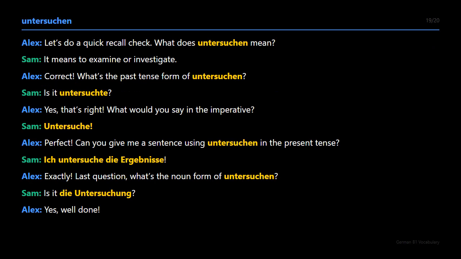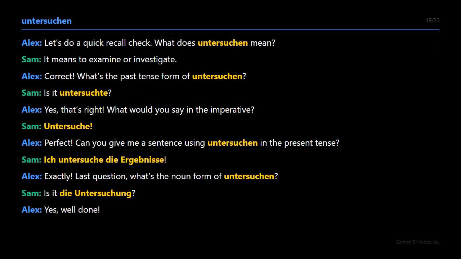Let's do a quick recall check. What does untersuchen mean? It means to examine or investigate. Correct. What's the past tense form of untersuchen? Is it untersuchte? Yes, that's right. What would you say in the imperative? Untersuche.